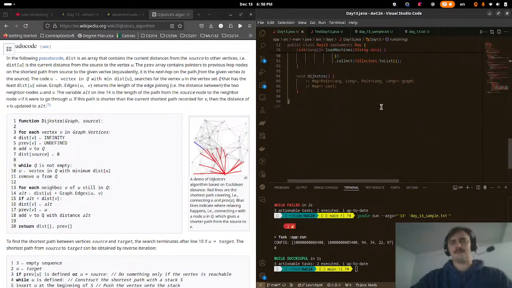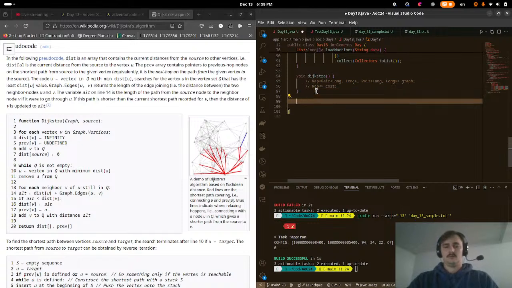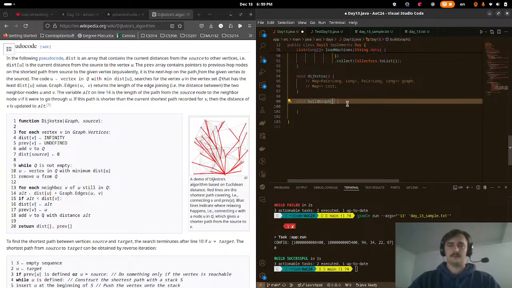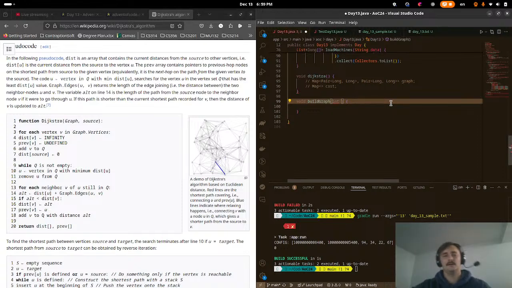So to make the graph, let's see if we can even make the graph first. Build graph. To build the graph, we're just gonna do like a DFS. So you're gonna start at, and you're gonna be given your steps.